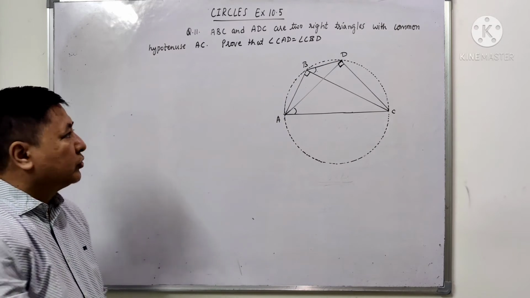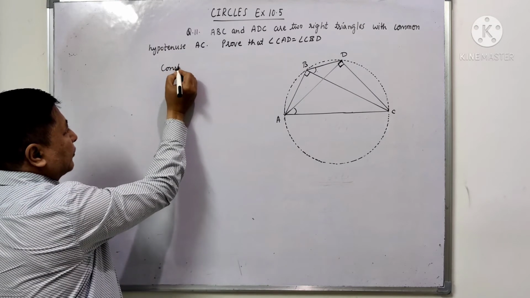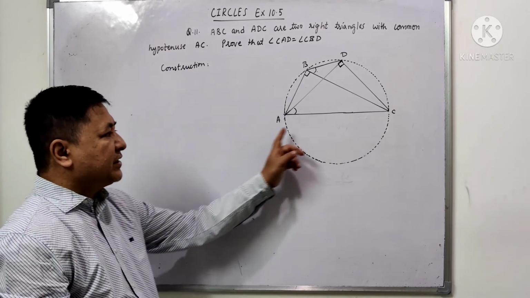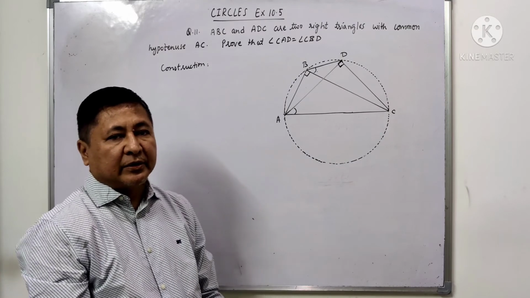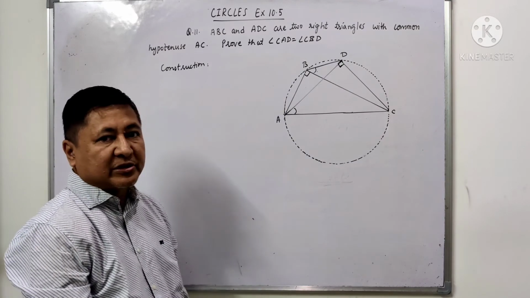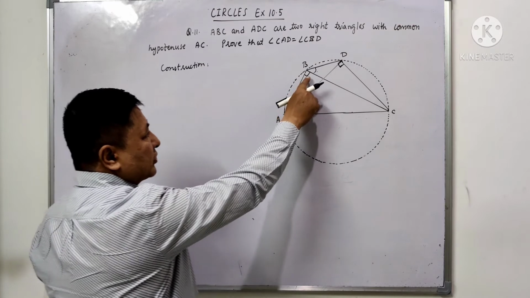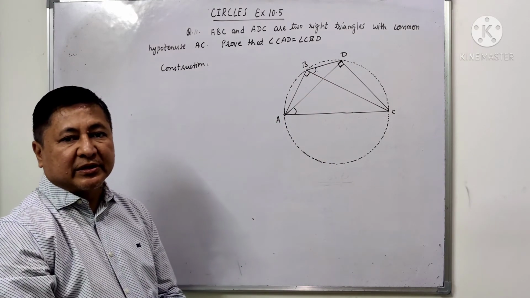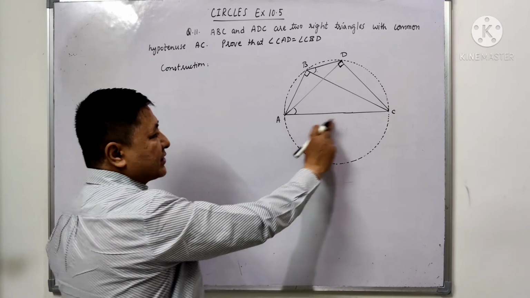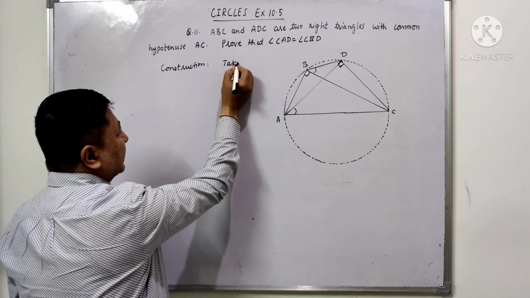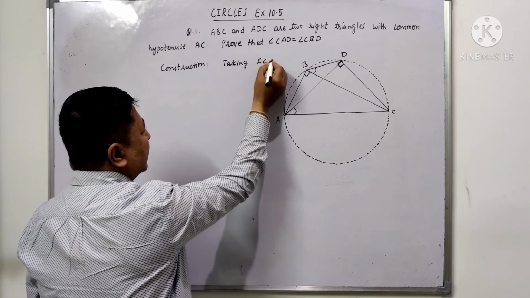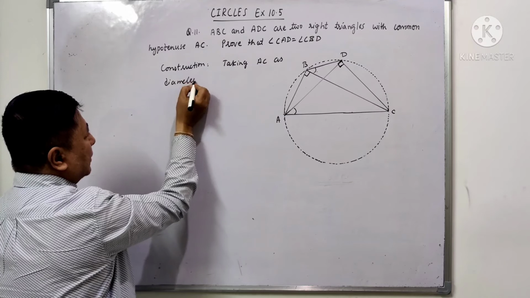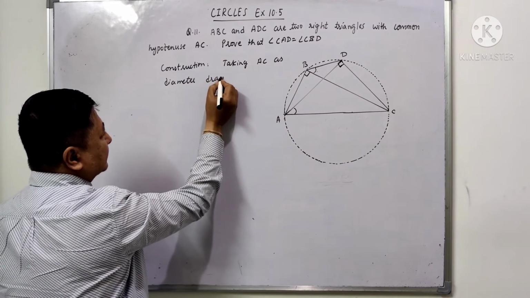Now in this we have to do one construction. In the construction we take AC as diameter, and taking AC as diameter we will draw a circle passing through B and D, as we know that the angle in a semicircle is a right angle. So when we are taking AC as diameter, draw a circle passing through B and D.